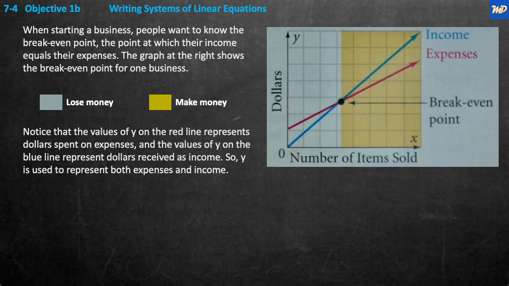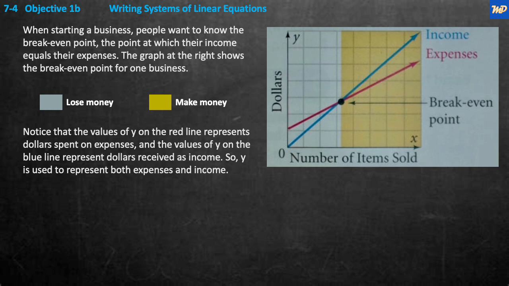If I sold it for 50 cents, I lost 50 cents because it cost me $1 to make it and I only sold it for 50 cents. I'm down 50 cents. Break even is when the expenses and the income are equal to each other. Okay, the graph at the right shows the break-even point for a business.